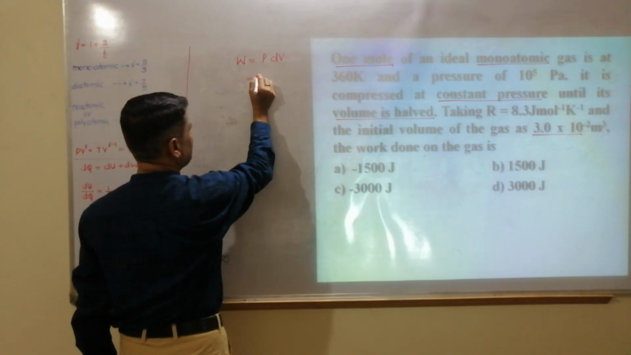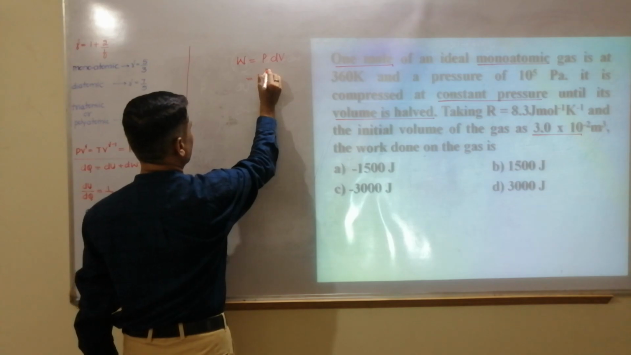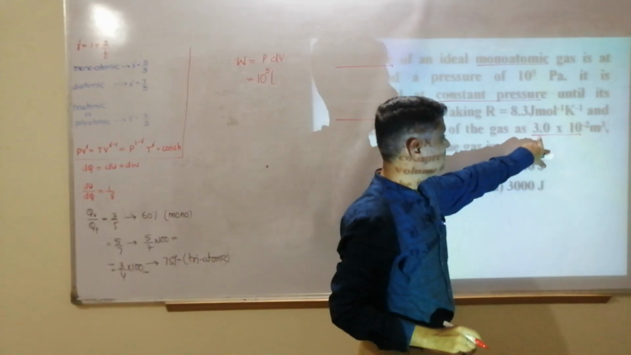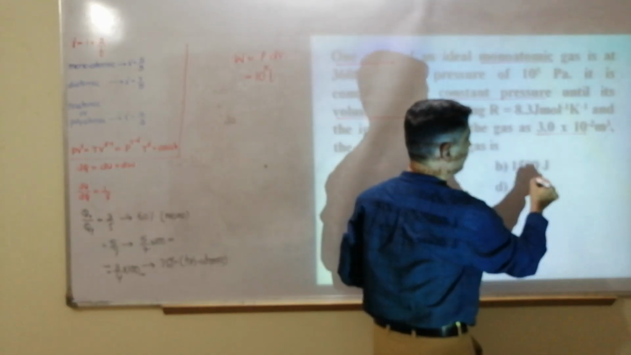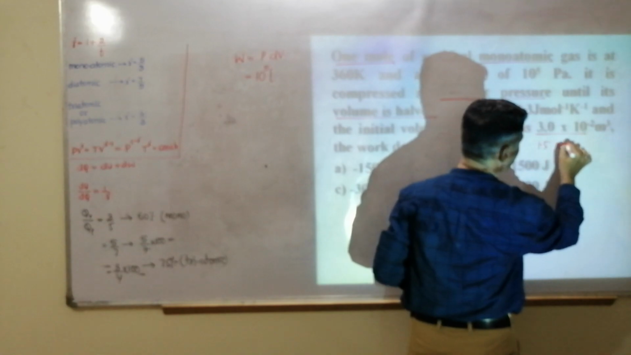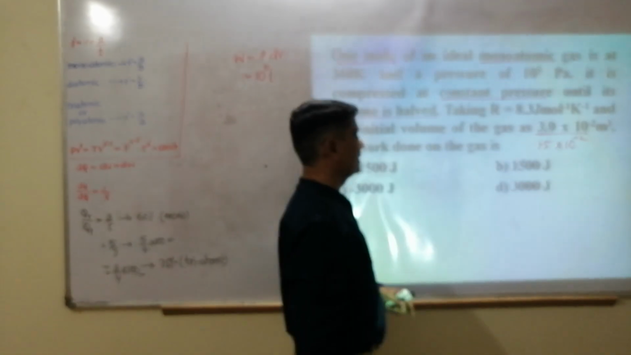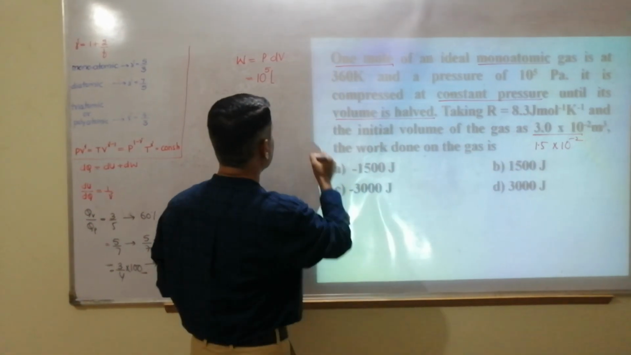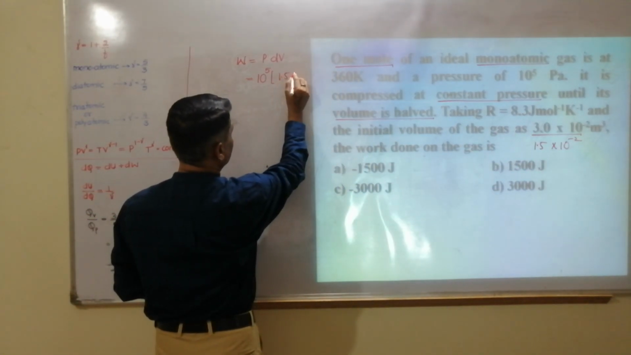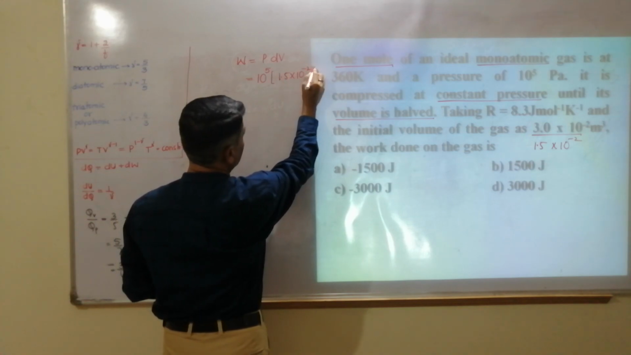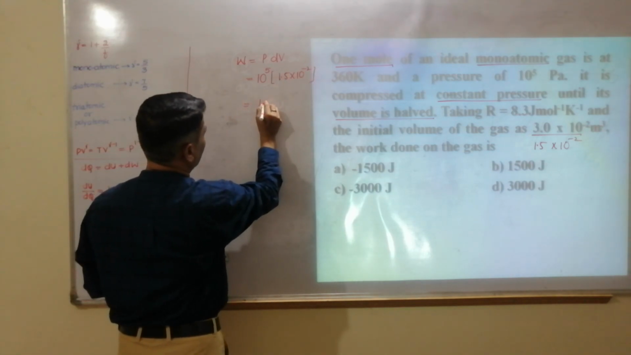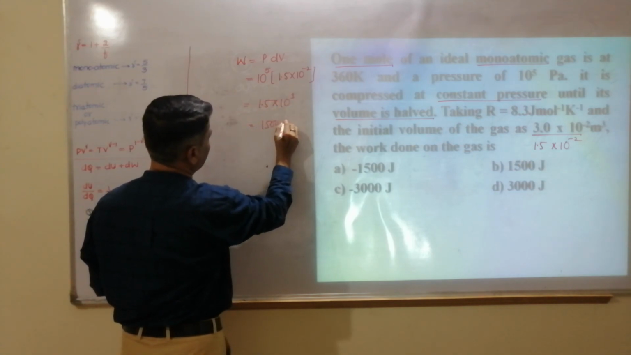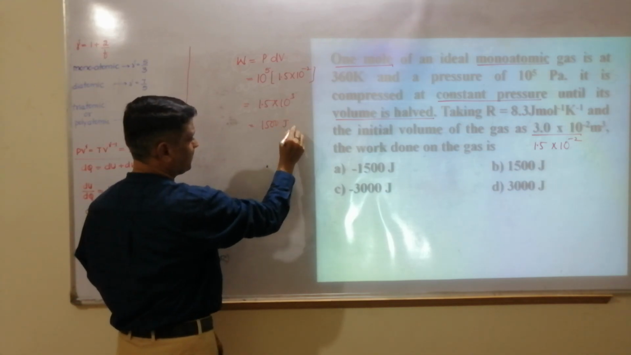So directly it is very easy to calculate. Pressure is 10 to the power 5. Initial volume is 3, final volume is half, 1.5 times 10 to the power minus 2. So dV means the change: 3 becomes 1.5, the change is 1.5 times 10 to the power minus 2. Overall it is 1.5 times 10 to the power 3, which means 1500 joule is the answer.